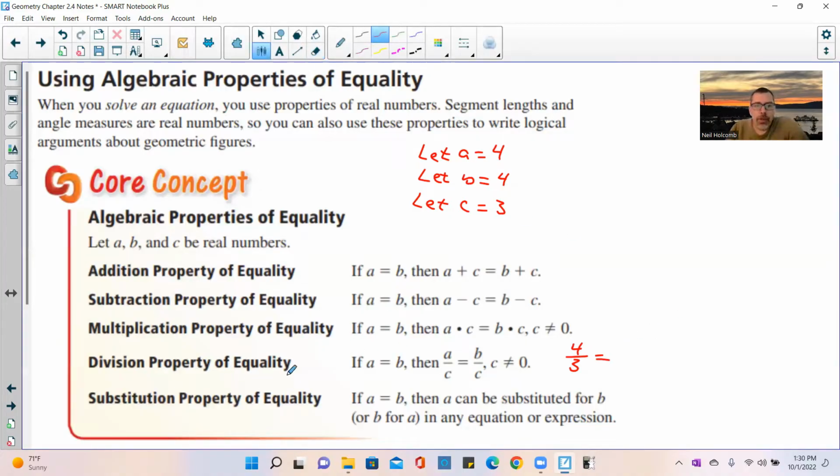And then the substitution property of equality says if A equals B, 4 equals 4, then A can be substituted for B or B for A in any equation or expression. Okay, so that makes sense. If they're equal, you can substitute them. So those are the core concepts of the properties: addition property of equality, subtraction property of equality, multiplication property, division property, and substitution. So let's look at some examples involving those.